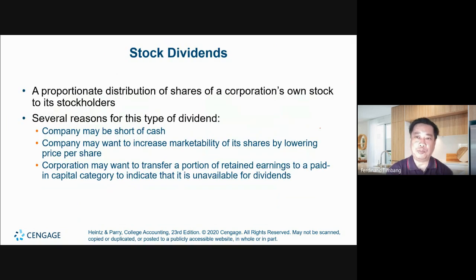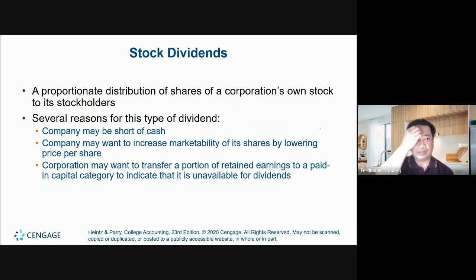So a stock dividend is a proportionate distribution of shares of a corporation's own stock to its stockholders. So instead of paying or declaring cash dividends, this time they will declare stock dividends. There are several reasons for this type of dividend.